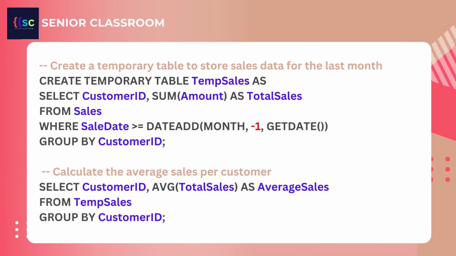Consider a scenario where you need to calculate the average sales per customer for the last month. Using a temporary table can simplify the process. By using temporary tables, you can streamline complex query operations, improve performance, and simplify the overall logic of your SQL queries, especially when dealing with multi-step or intricate data manipulations.